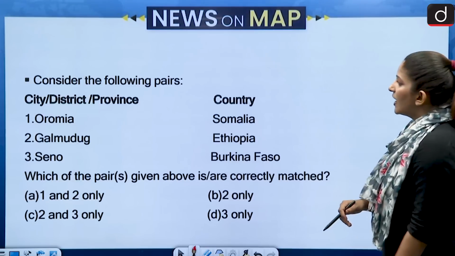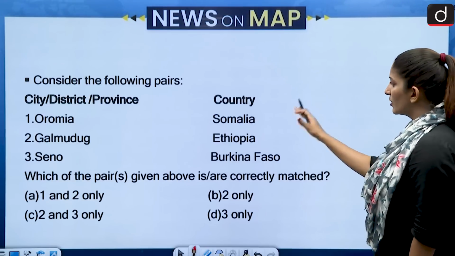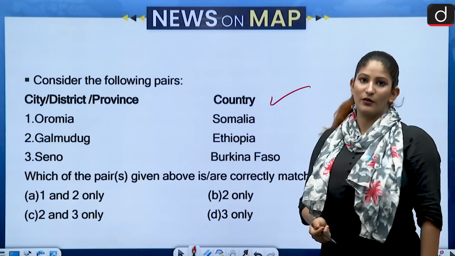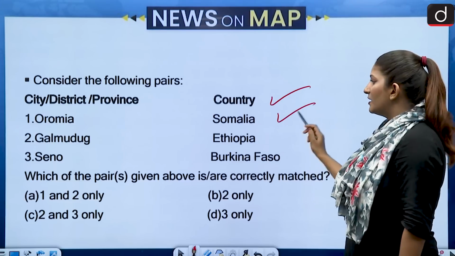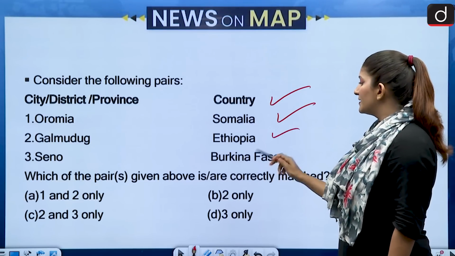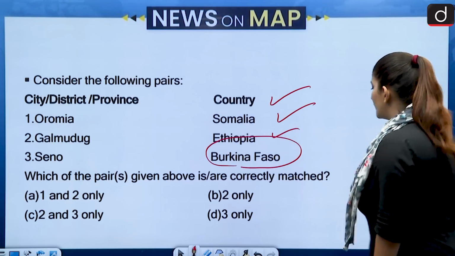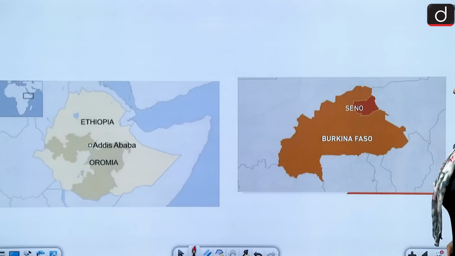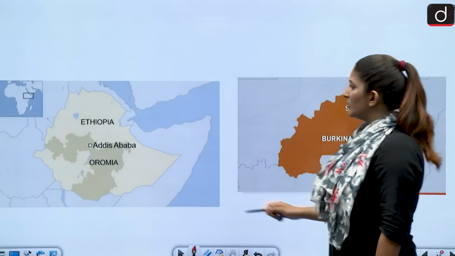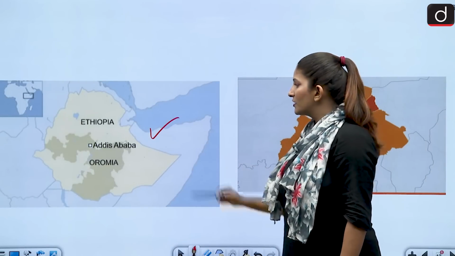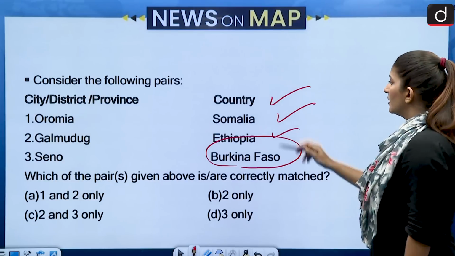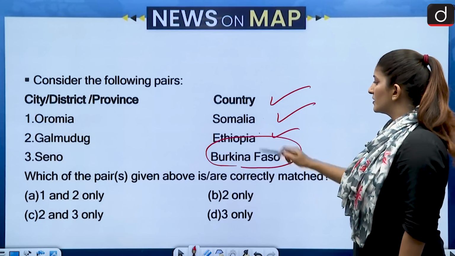So you see, we have to match the city, district or province with the country it belongs to. Oromia, Somalia; Galmudug, Ethiopia; and Seno, Burkina Faso. Let us look at our map. Oromia is actually in Ethiopia. So the first pair is incorrect, because here it is written Somalia, but it's Ethiopia.